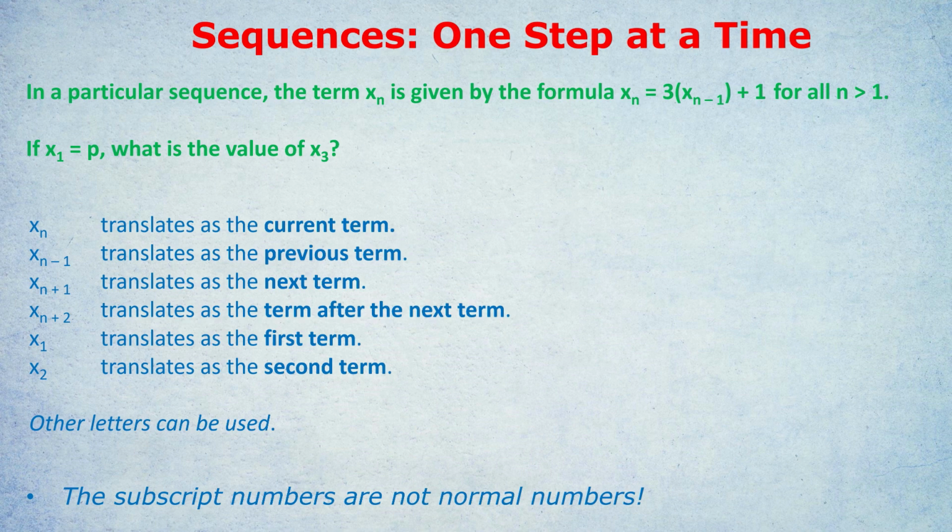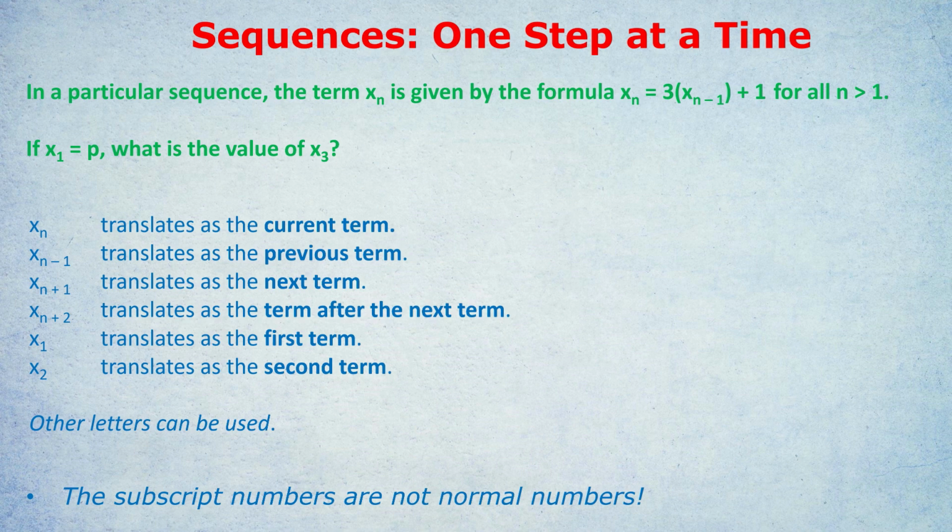X subscript n minus 1 is a simple language translation from maths into the words previous term. You can probably guess some of the others. Xn plus 1 translates to the next term. And this is decoding the language of sequences. Once we've decoded the language, the actual maths is lovely and fine and awesome. You just need to not be intimidated by those little symbols that are beneath.